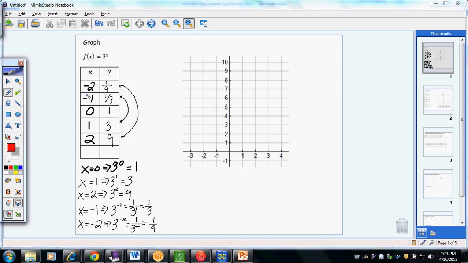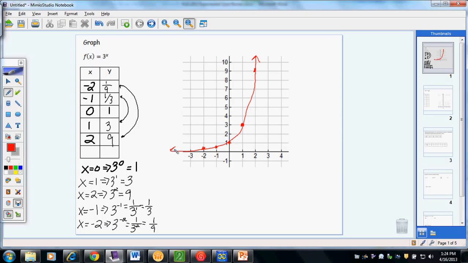We're going to have this -2, 1/9, which is going to be about right there. We're going to have -1 and 1/3, just a little bit above it. We're going to have 0 and 1. We're going to have 1 and 3. And we're going to have 2 and 9. And our graph is going to look a little bit like this.